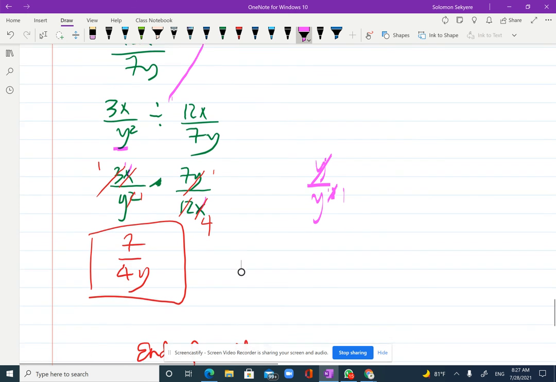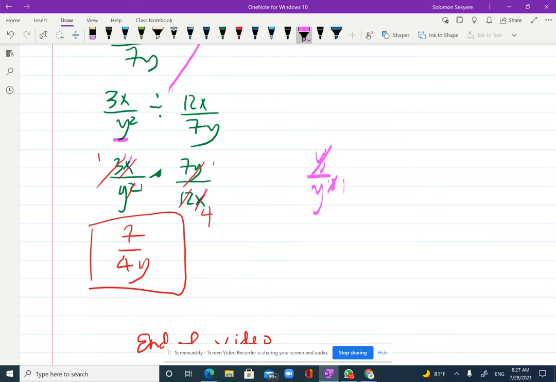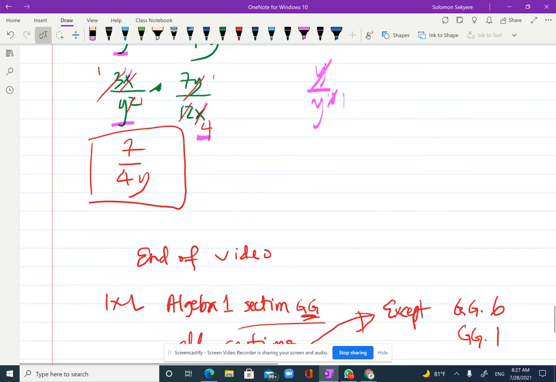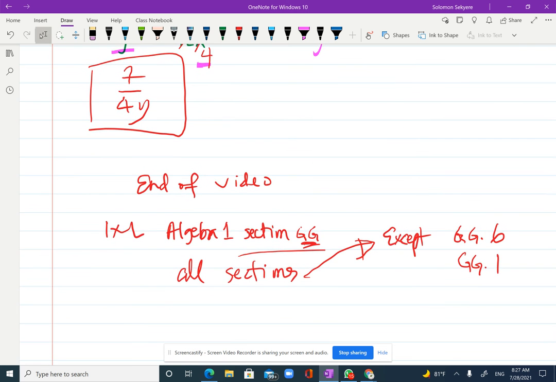So what do you have on the top left? It's 7 times 1. The y's are going. 7 times 1. The bottom is 4 times y. And that's your answer. All right.